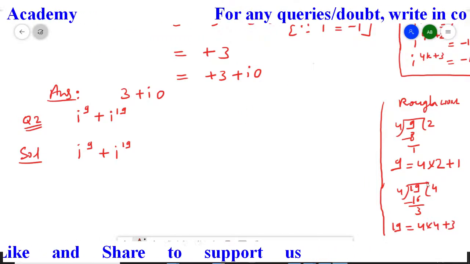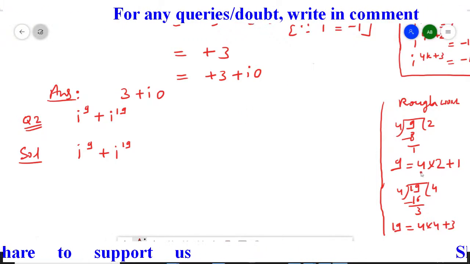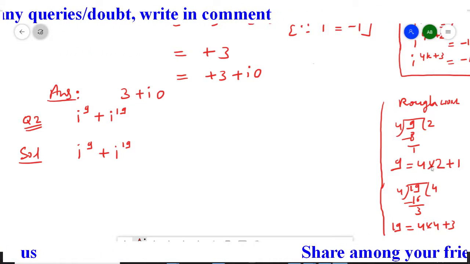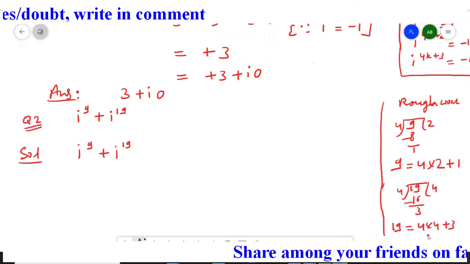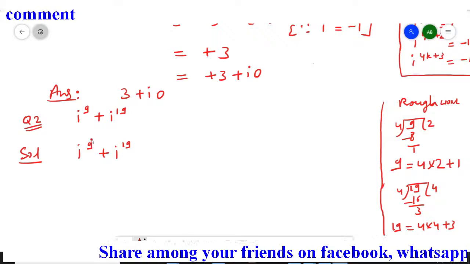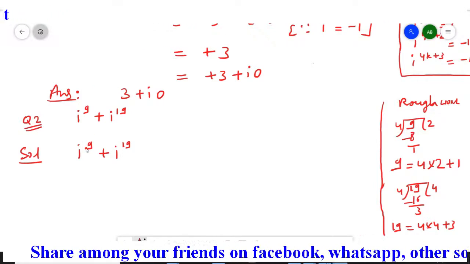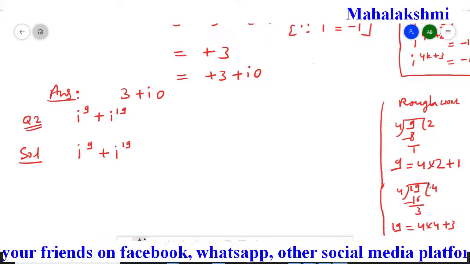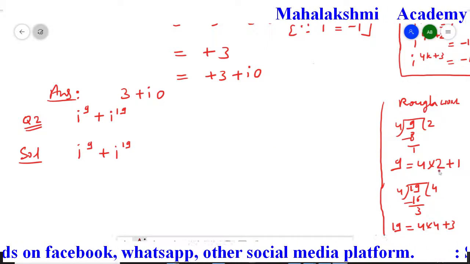I hope this is just the division rule, that is divisor times quotient plus remainder. So 4 twos are 8 plus 1 is 9. In the same way, 4 fours are 16 plus 3 is 19. So the conclusion is: if the power of iota is more than 4, then you have to convert that power into the form of multiples of 4 plus remainder.